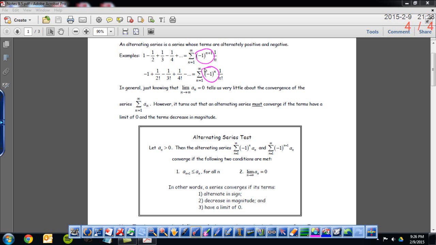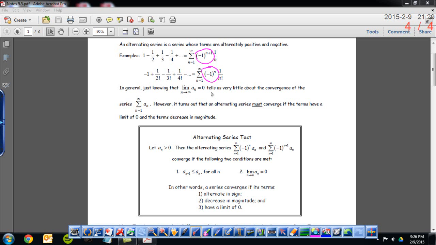Okay, so we're going to determine whether or not alternating series will converge or diverge. In general, just knowing that the limit as n approaches infinity of a sub n equals 0 doesn't tell us very much about the convergence of a series. We know that if that limit does not equal 0, then the series will diverge by the nth term test. But if it equals 0, we were kind of at a loss and we had to use some other kind of test to determine if the series converged or diverged. However, it turns out that an alternating series must converge if the terms have a limit of 0 and the terms decrease in magnitude. And that just means that the terms are getting smaller.